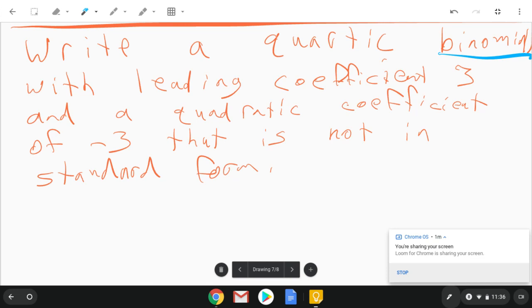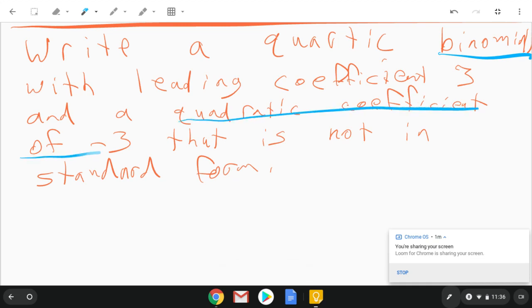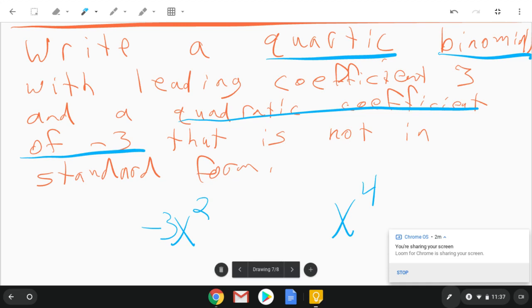Oh my goodness. Okay. So it has a quadratic coefficient of -3. So x squared means that it's quadratic, and it said that it had a coefficient of -3. And quartic means that it's a variable to the 4th power, and it has a leading coefficient of +3.